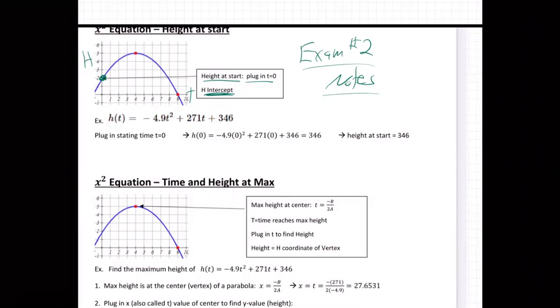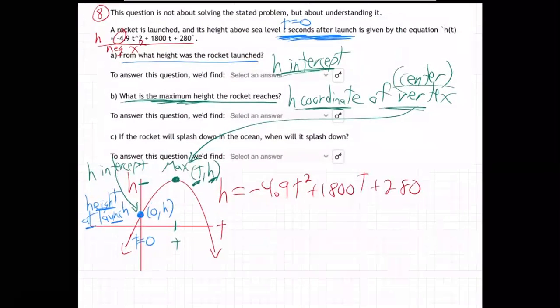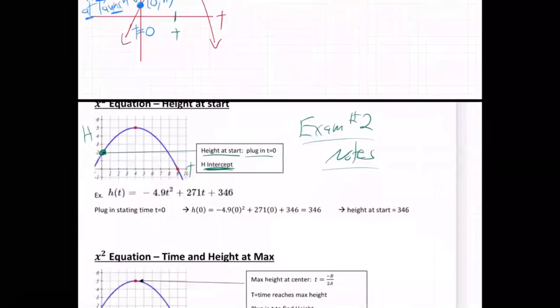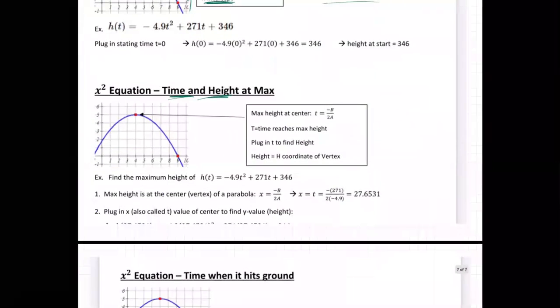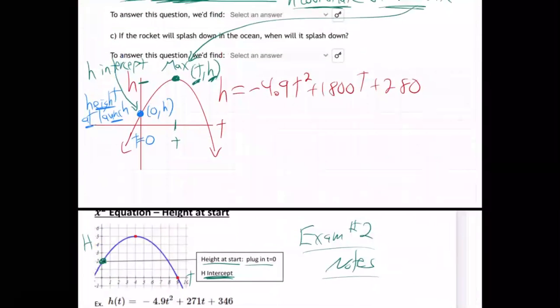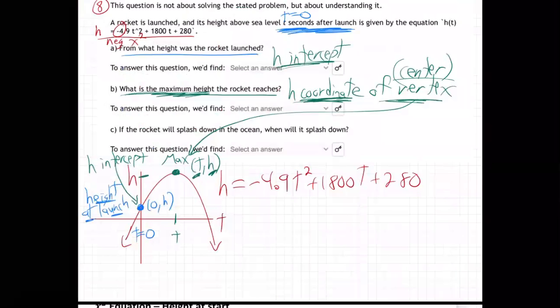I'm always updating them. And then the second question, about the maximum height, is right here. Time and height at the max. There's the time. Plug in t to find the height. The height is the h coordinate of the vertex, as we just said. Right now, this question is just about words. It's not about actually finding anything. On the next one, we'll actually find it.